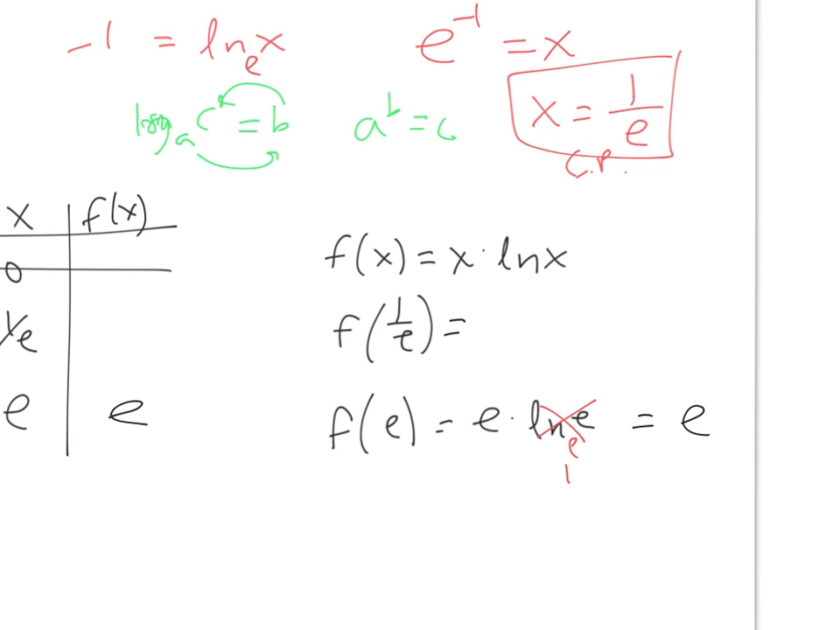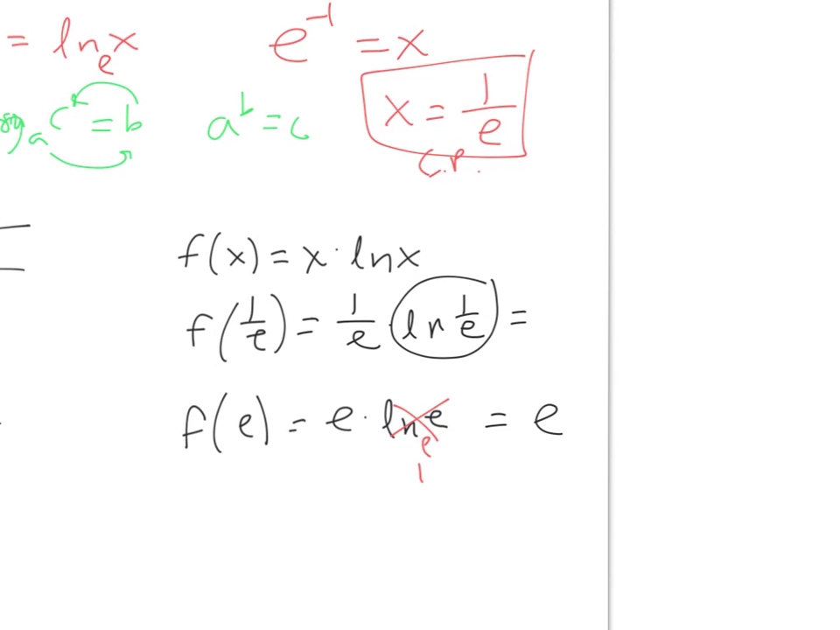F of 1 over e is going to be x, which is 1 over e, times natural log of 1 over e. So I'm trying to figure out what this natural log of 1 over e is. Recall, 1 over e is e to the negative first. So e to what power gives me e to the negative first? And the power is negative 1. So this actually ends up being just a negative 1 here. So I have negative 1 over e times negative 1, which gives me a negative 1 over e.